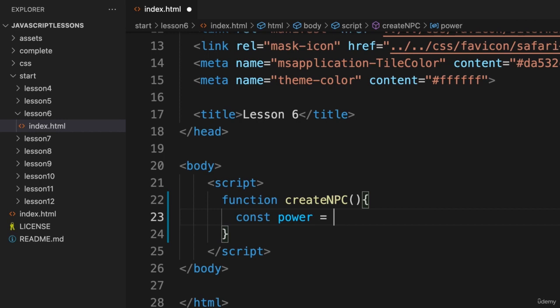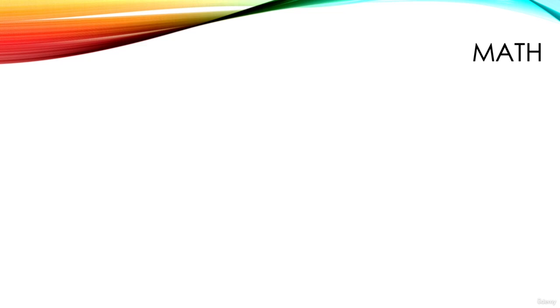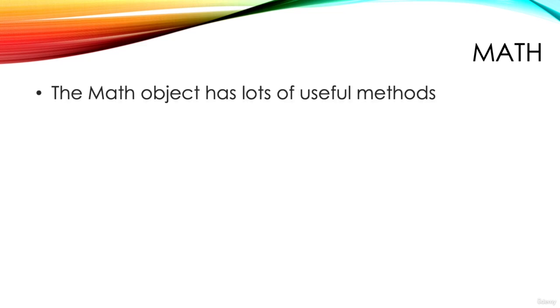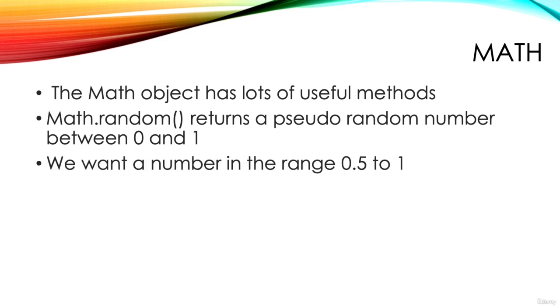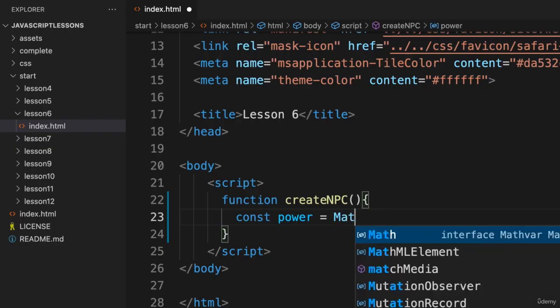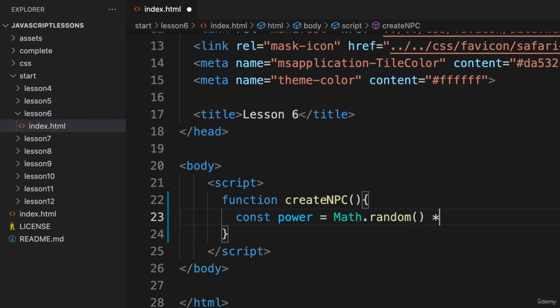So far in this course we've met the date object. Another vital object is the math object. This has many useful methods and we'll meet 2 of them as we create this function. The first method is random. This returns a pseudo-random number between 0 and 1. The number could be any decimal value in this range, but we want a number in the range 0.5 to 1. So, we multiply this value by 0.5.